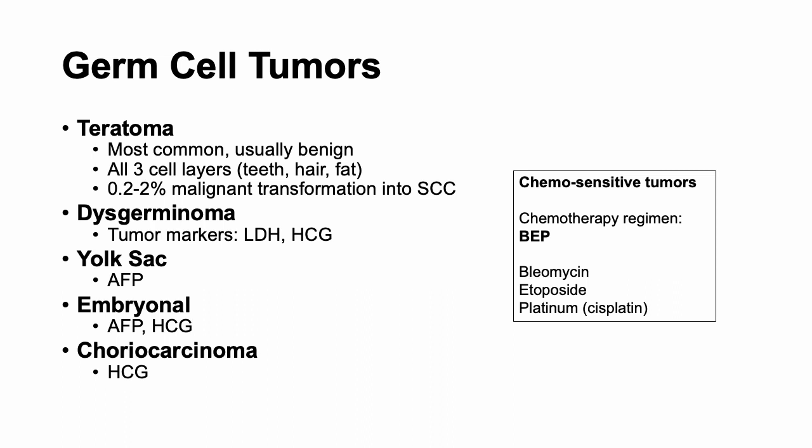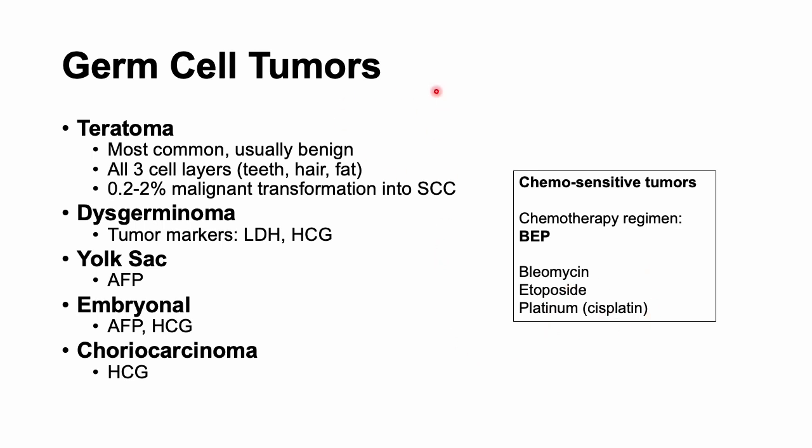These tumors are very chemosensitive, and as you can see on the right, your typical chemotherapy regimen for germ cell tumors will be BEP, or bleomycin, etoposide, and a platinum, usually cisplatin.